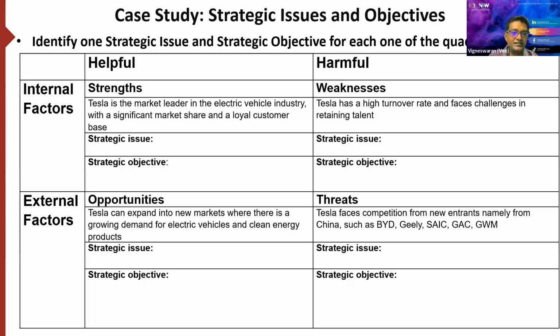This would be for threats, because they are facing competition from new entrants from China, right? Especially BYD, Geely. I can even put brands like XPeng, which will fall under Geely group as well. Proton also you can say is part of Geely group. So how can you come out with a strategic objective for this strategic issue that actually falls under threat?